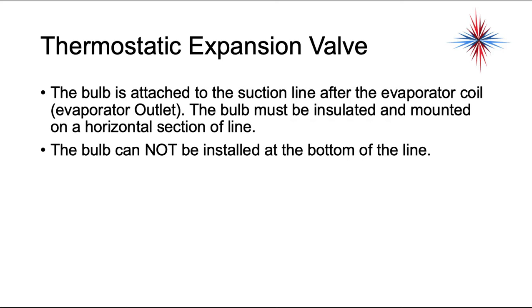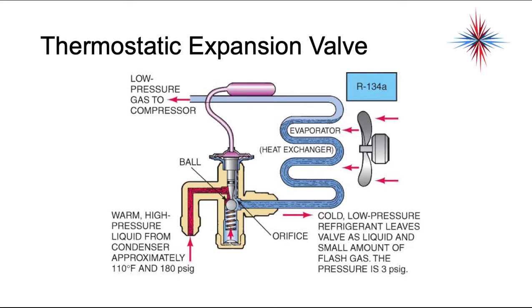The bulb cannot be installed at the bottom of the line, and I'll show you some pictures of this in a minute. So we have our TXV here and all of our internal components, which we'll get into, but there's a bulb with a cap tube that comes off of it. It has to be mounted at the evaporator outlet, as close to the evaporator outlet as you can get it. It's preferable to mount it on a horizontal section of line. You can mount it on a vertical section, but it's preferable to go horizontal, and it cannot be mounted on the bottom of the line because you do not want it to capture the temperature of any oil that's in that line.